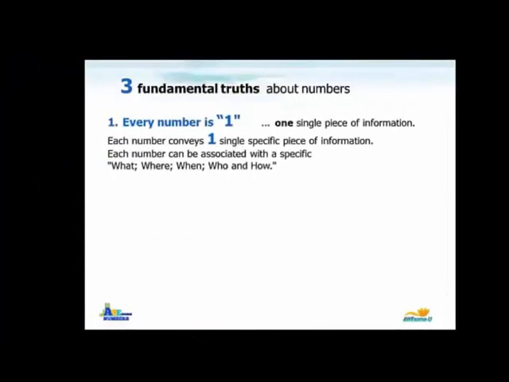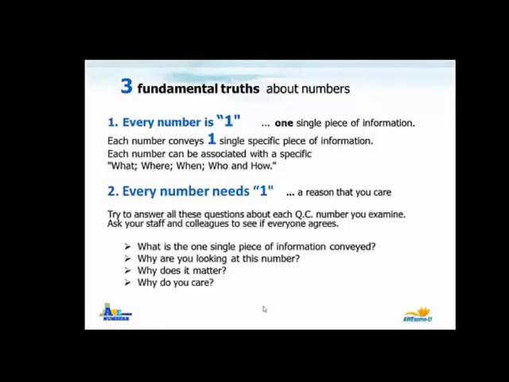3 fundamental truths about numbers. Every number is one single piece of information. Every number conveys one single something. Every number can be associated with a specific what, where, when, who, and how. So one specific piece of information from one number. Every number needs a reason that you care. Try answering these questions for all the QC numbers that you look at, and then have some fun and walk through the lab and ask your friends and colleagues if they agree.